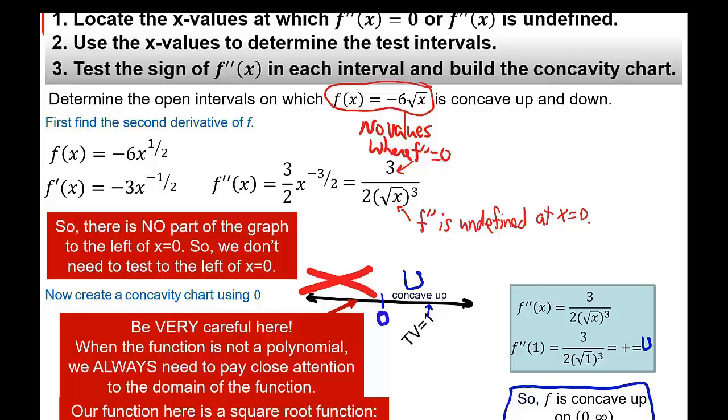It's strictly concave up on the interval from 0 to infinity. Please go back and look at this problem again and go through it and make sure you understand that when you're not dealing with a polynomial function, the domain issue is extremely important. And you simply cannot test a value that's outside the domain of the function. With polynomials, you never have to worry about anything like that. So look at that again and go through it and make sure you understand how that all worked out.